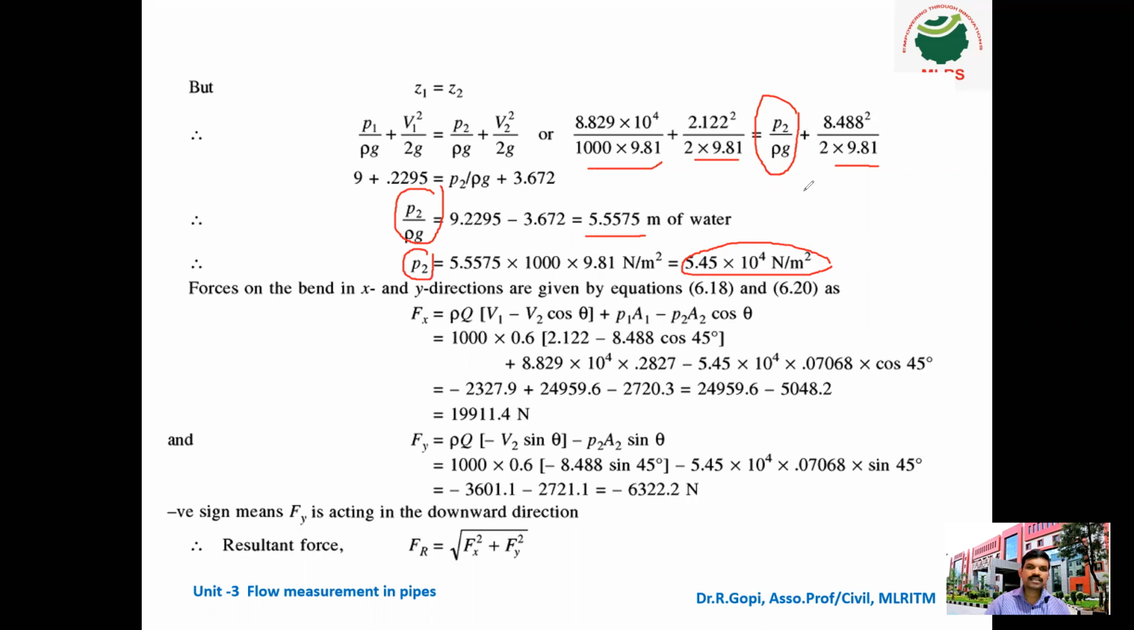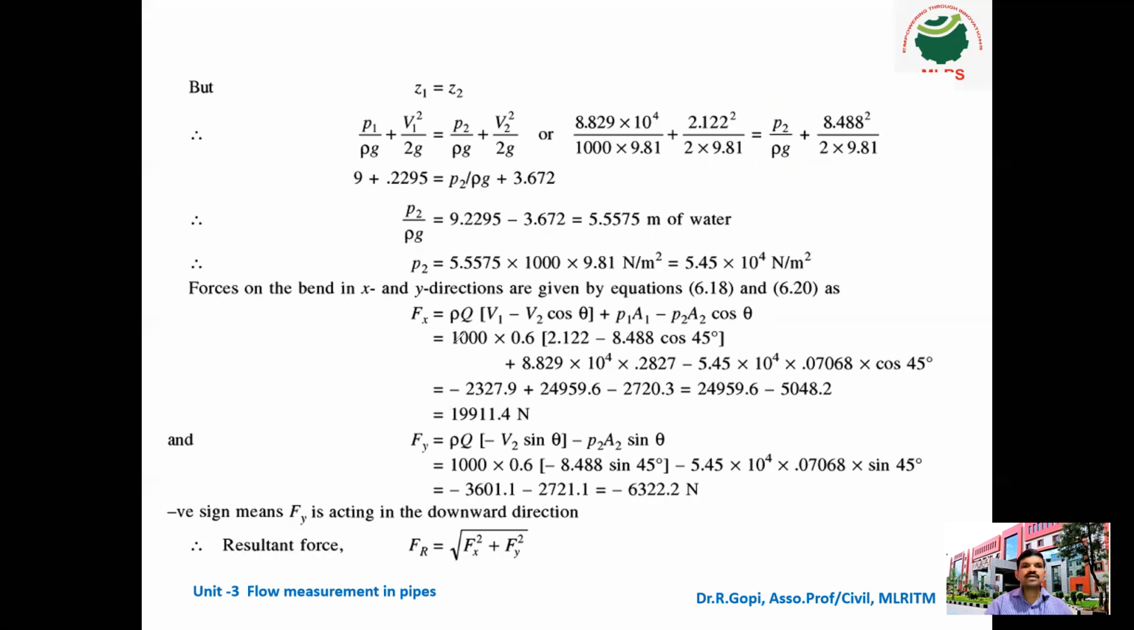In some cases, they definitely give pressures at two sections. Okay, in this question, at section 1 only pressure is given. Section 2 pressure is not given. So we have to find it. That is the second step.